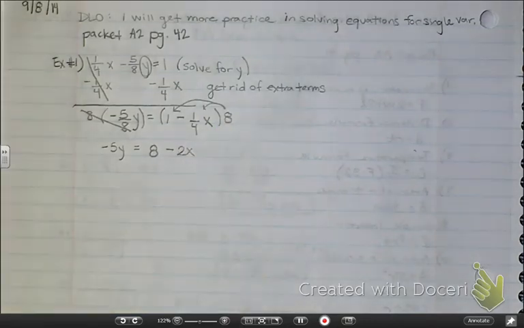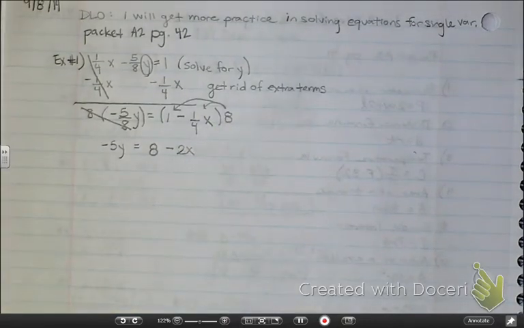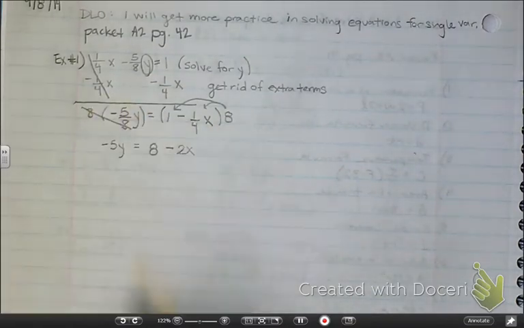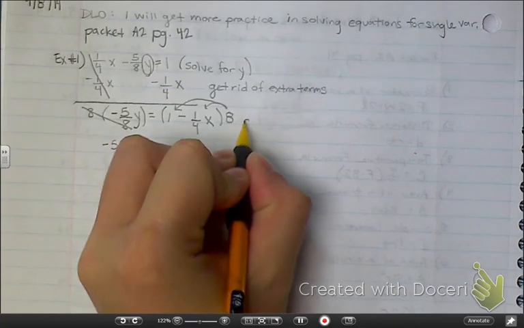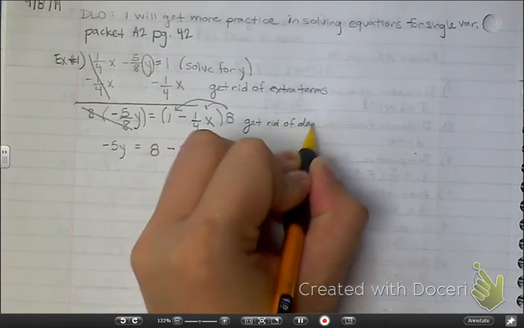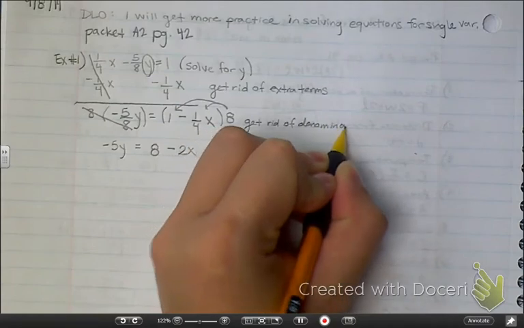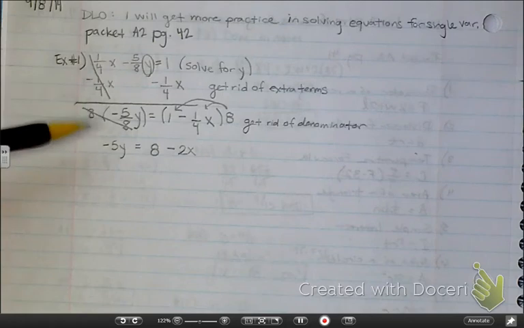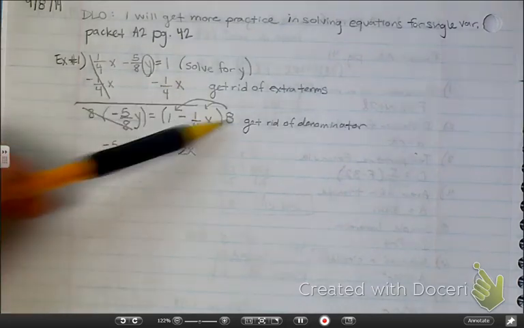So that property was, we're trying to get rid of the denominator. I'm just going to write get rid of denominator. Now again, remember, your notes are looking exactly like my notes, so you should have these exact same steps with these exact same words in your notes.